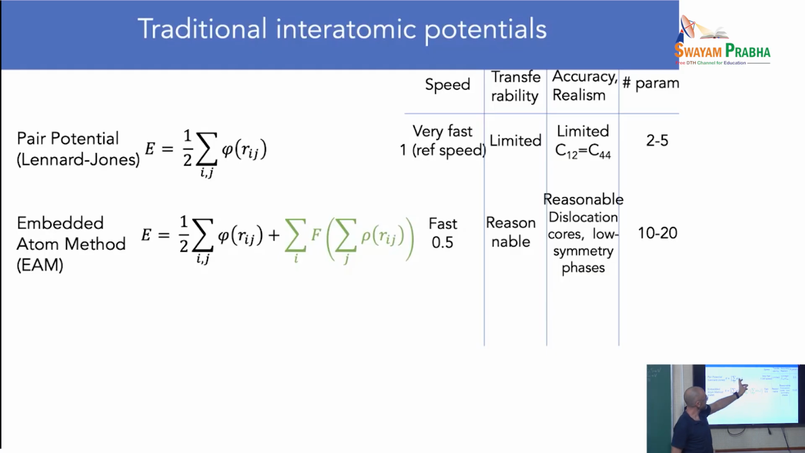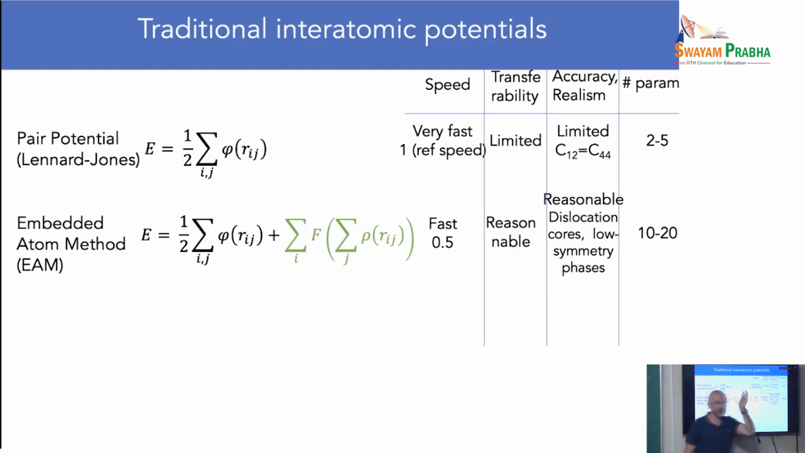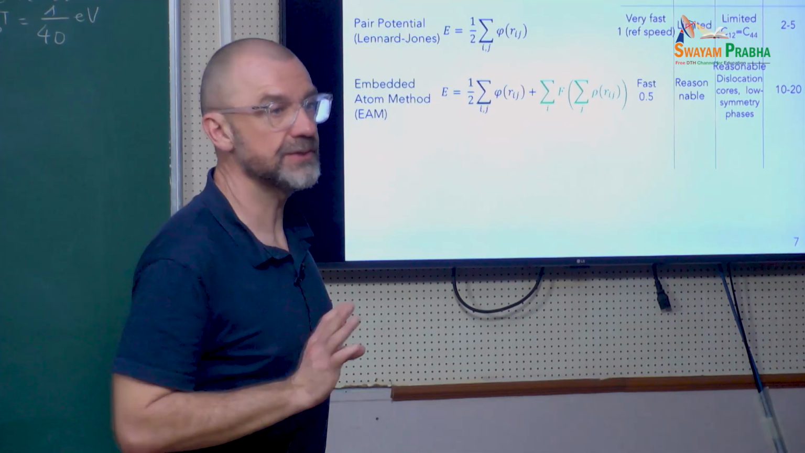It's almost as fast as a pair potential. It's just twice slower, because computing this term is about the same time as computing that term, so it's 1/2. The transferability is a bit better than the pair potentials, reasonable. The accuracy is also reasonable, although these potentials have a hard time representing core structures, for example, or low symmetry phases. Even stacking faults are difficult to represent with these potentials. And the number of parameters is anywhere between 10 and, say, 20 parameters. They are close, yes. In magnitude, they are close.